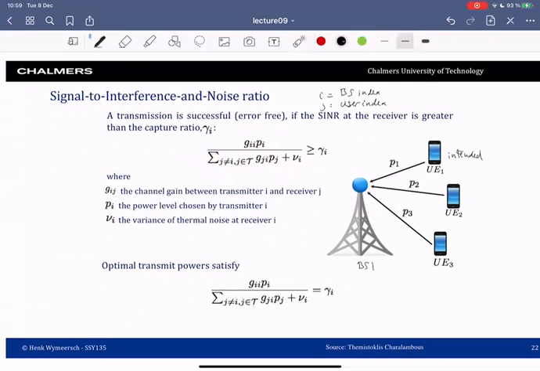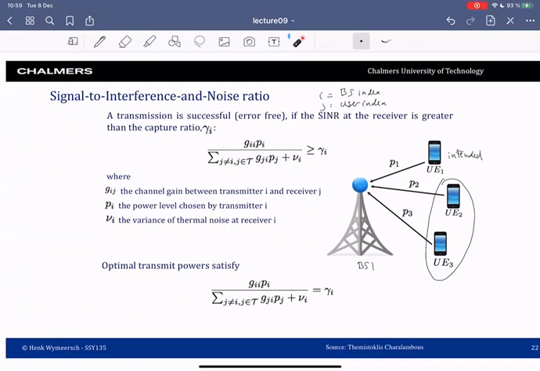Okay, so this could be users that are, for instance, being assigned the same time slot or the same frequency band as the intended user. And then this will be their interference. And you see that this interference depends on the channel from those users to the base station, as well as the powers that they use. If they use 0 power, then there's no interference.